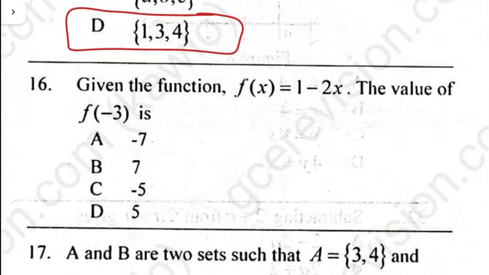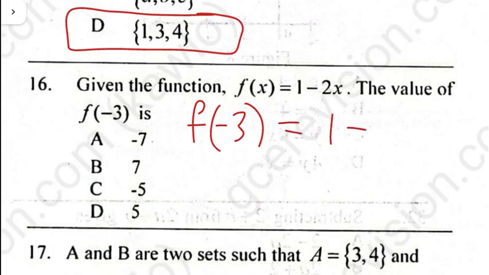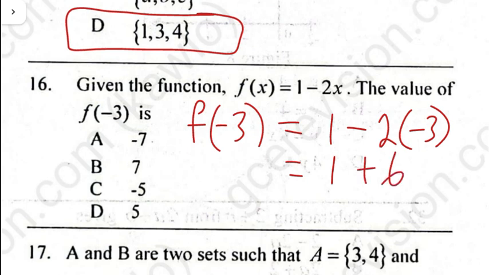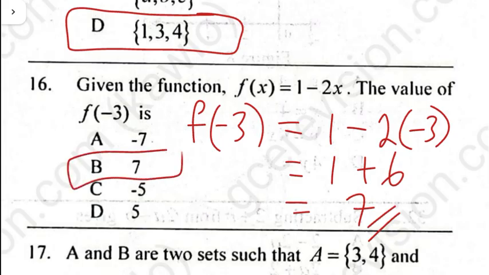So given the function f(x) = 1 minus 2x, the value of f(-3) is... So how do we get f(-3) here? For f(-3), we are going to substitute -3 in this. It will be equal to 1 minus 2 times -3. So it's going to be 1, and -2 times -3 is plus 6, positive 6, right? 1 plus 6 is 7. So our key is B.